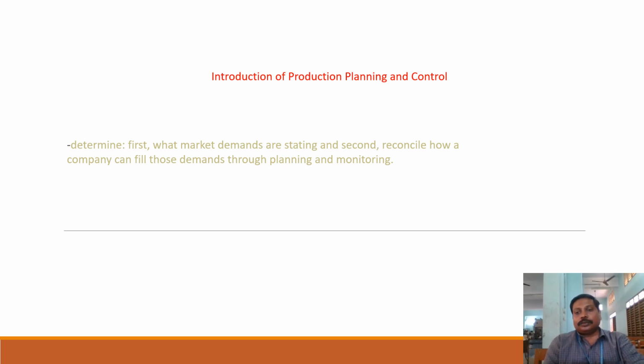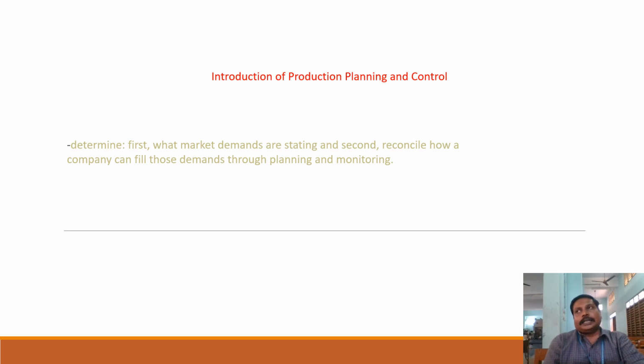Today I would like to share about the introduction of production planning and control. After the introduction, I would like to share about the objectives of PPC. PPC is a short form of production planning and control, and subsequently, if time permits, we can see the steps or procedure of PPC. So at first you should know what is production planning and control.